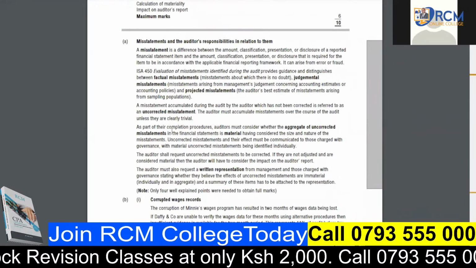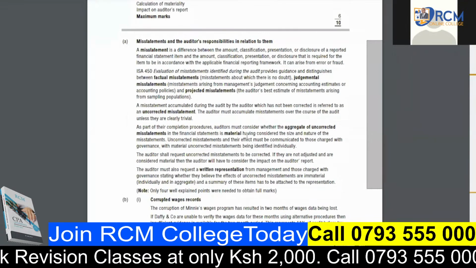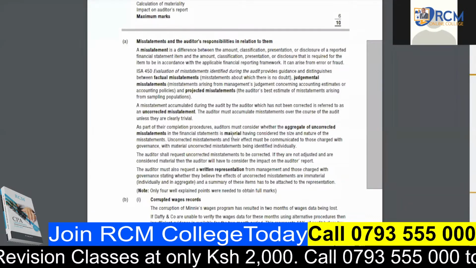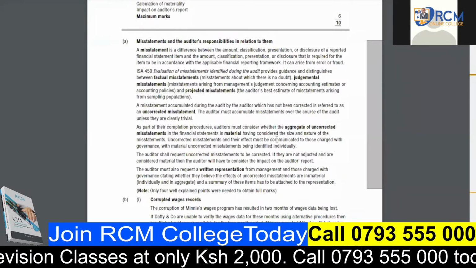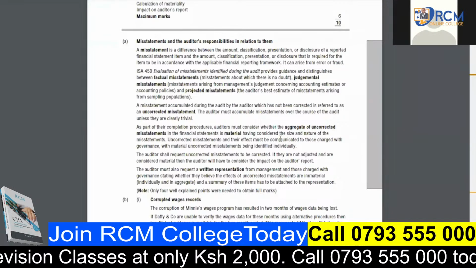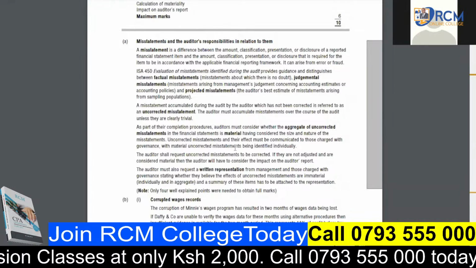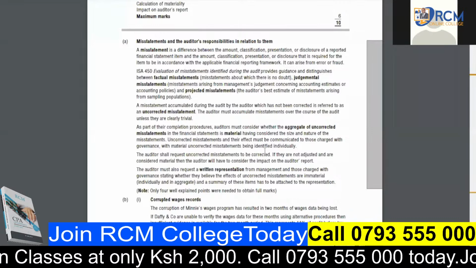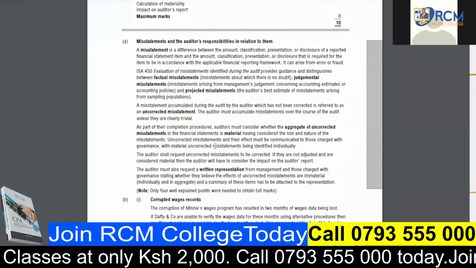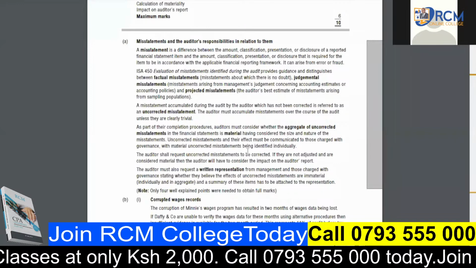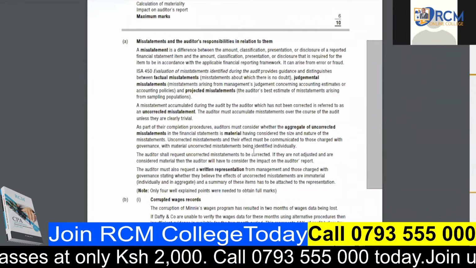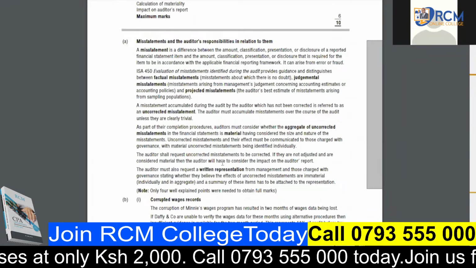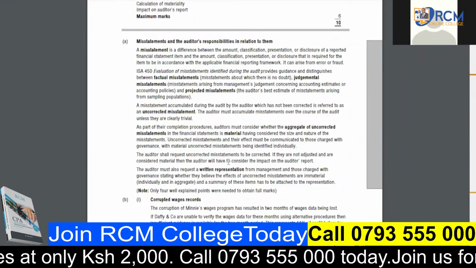Now, ladies and gentlemen, the most important thing to me here is this. As part of their completion procedures, auditors must consider whether the aggregate of uncorrected misstatements in the financial statements are material, having considered the size and the nature of the misstatements. Uncorrected misstatements and their effect must be communicated to those charged with governance, with material uncorrected misstatements being identified individually. You need a register.